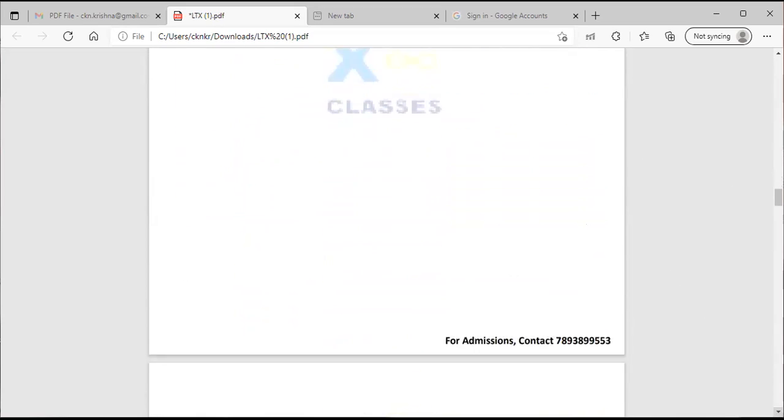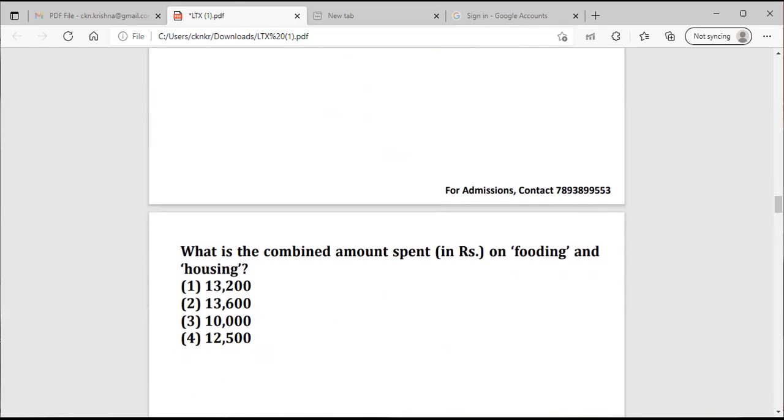Let's go to the next question. What is the combined amount spent on fooding and then housing?